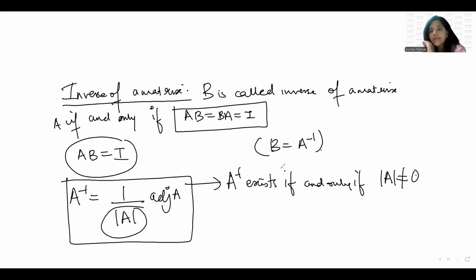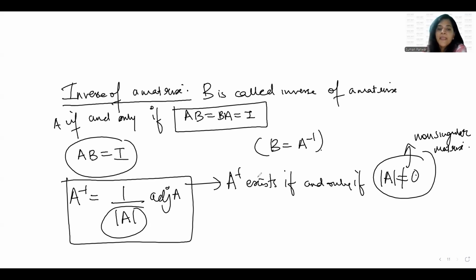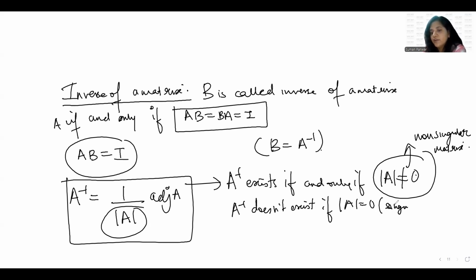So A inverse exists only when determinant A is non-zero. That means we have a non-singular matrix. Okay. And A inverse doesn't exist if determinant of A is equal to 0. That is a singular matrix. So you can also be asked to calculate the inverse of a given matrix. So just divide the adjoint by the determinant.